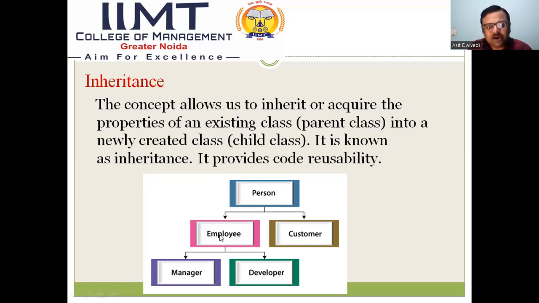Now, an employee may be a manager or a developer. So manager will inherit properties from employee, then from person. So manager will get properties of employee and person both. Similarly, developer is inheriting properties from employee, and employee is inheriting properties from person. So developer will get properties of employee and person both.